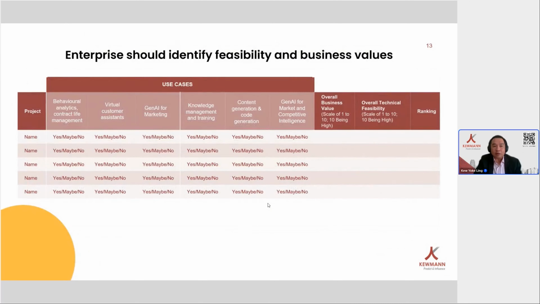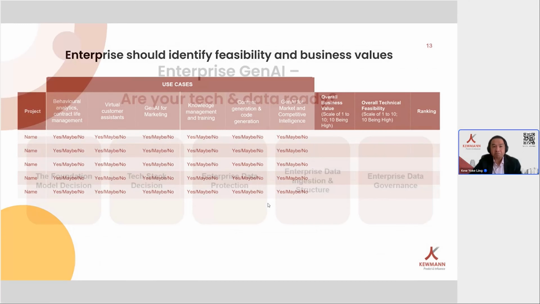And after that, you need to tabulate all the different potential use cases in, for example, GenAI for marketing, knowledge management and training for onboarding new customers, and to derive what the potential business value is and also how feasible it is technically, right? Do you have the data? So all these are considerations that you need to put in, and then you rank it, and then either you do it internally or externally, which I'll cover in a short while as well.